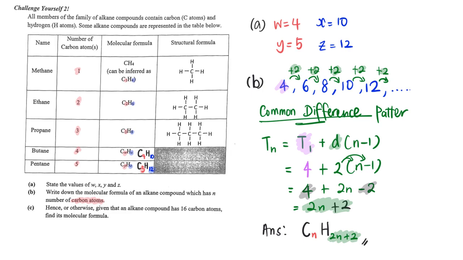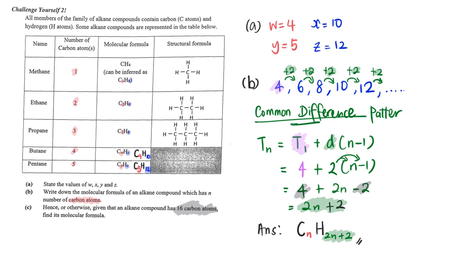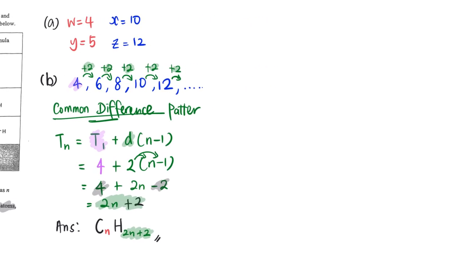Hence, or otherwise, find the formula when we are given that the carbon atoms is 16. So I'm going to write it here. Now that we know this, it is quite straightforward now. n is equal to 16, meaning the answer will be C16, H, 2 times 16 plus 2. This will be the final answer.